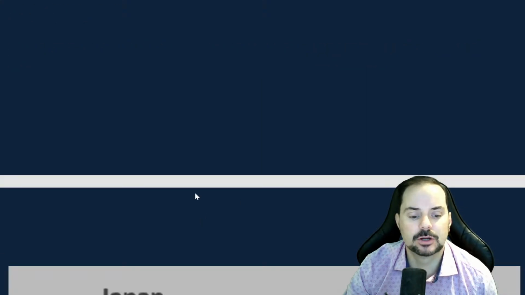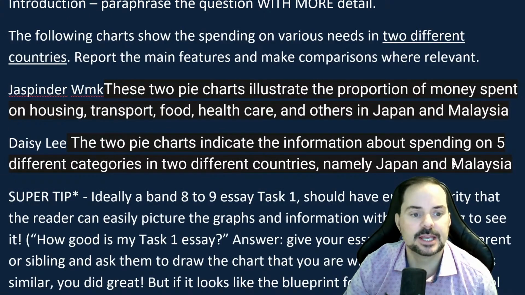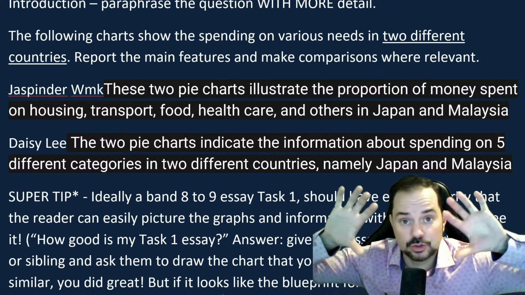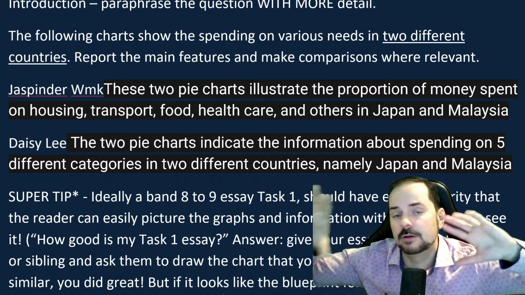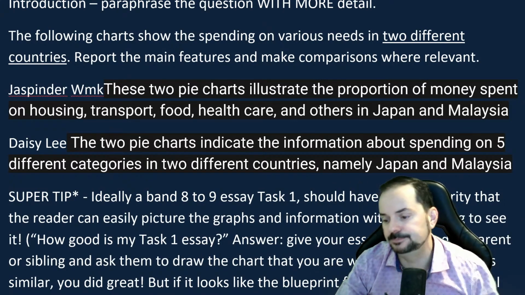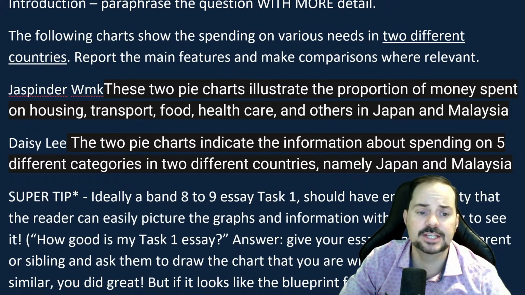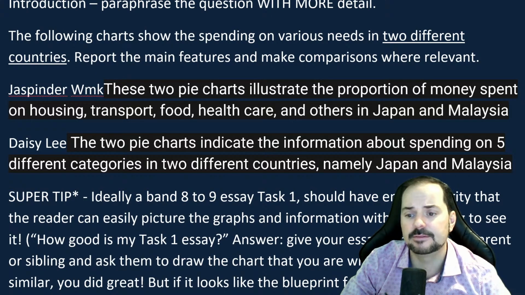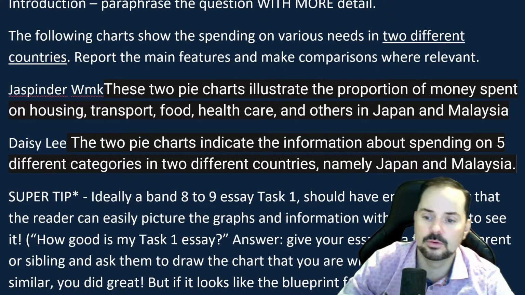Okay. So that's why what I was saying there, Daisy, is you want to say 2 pie charts. So immediately your reader knows that it's 2 pie charts. It's not 3, it's not 4, it's not 6, it's 2. Okay. All right, so Daisy, the 2 pie charts indicate the information about spending on 5 different categories in 2 different countries, namely Japan and Malaysia. Sure. All right, good. Let's go on to the overview.